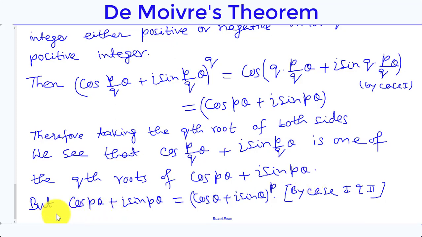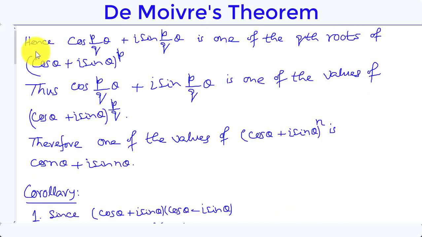But cos pθ + i sin pθ is equal to (cos θ + i sin θ)^p by cases 1 and 2. Hence, cos(p/q)θ + i sin(p/q)θ is one of the qth roots of (cos θ + i sin θ)^p.